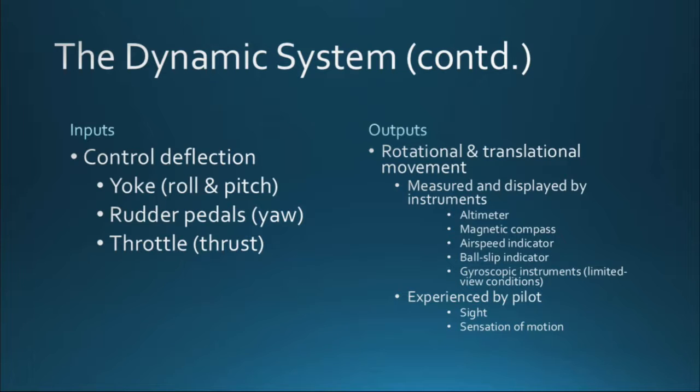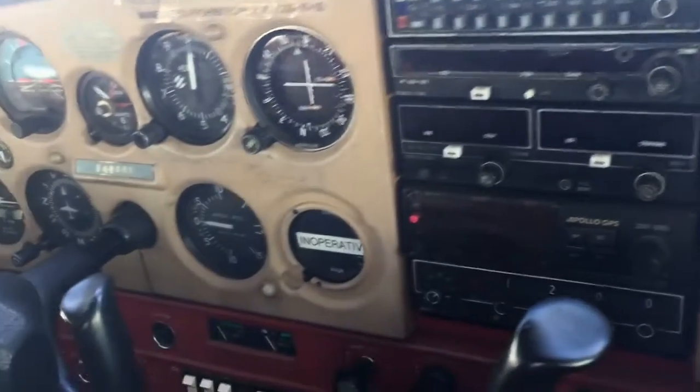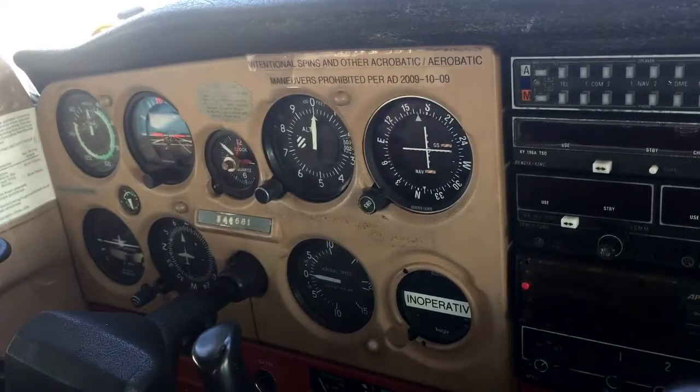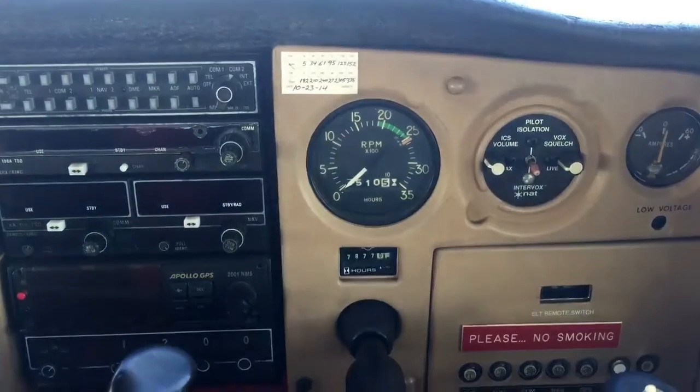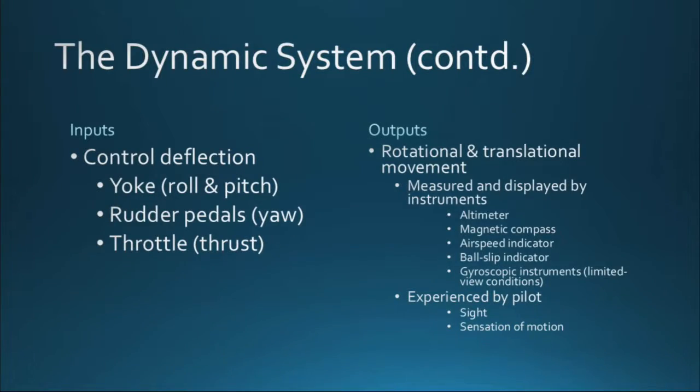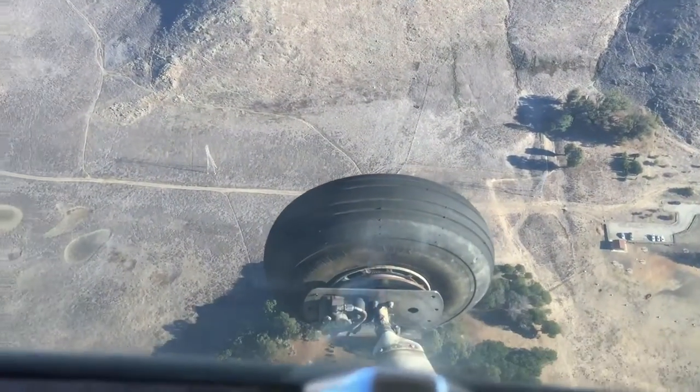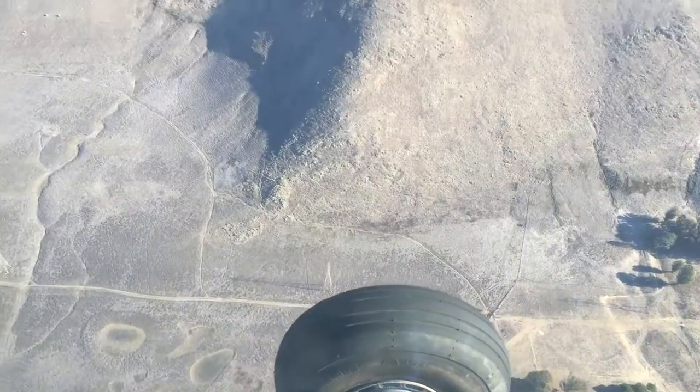The outputs of the system are the rotational and translational movement of the vehicle, which are measured and displayed on several instruments for the pilot to read. These instruments include an altimeter, a magnetic compass, an airspeed indicator, a ball slip indicator, as well as a couple gyroscopic instruments for non-visual conditions. The pilot also uses her surroundings to know where the plane is by simply looking out the window and her inner ear to sense any rotational movement.